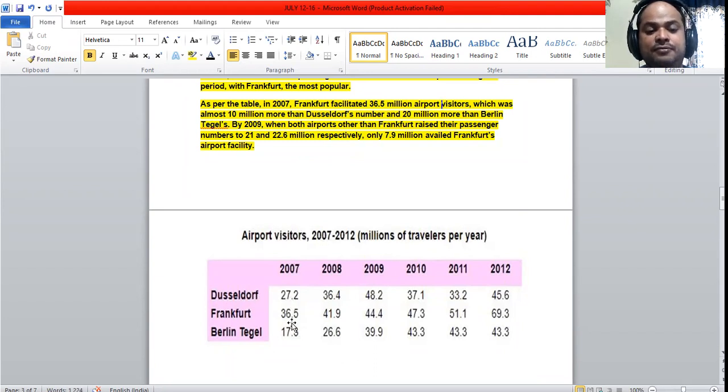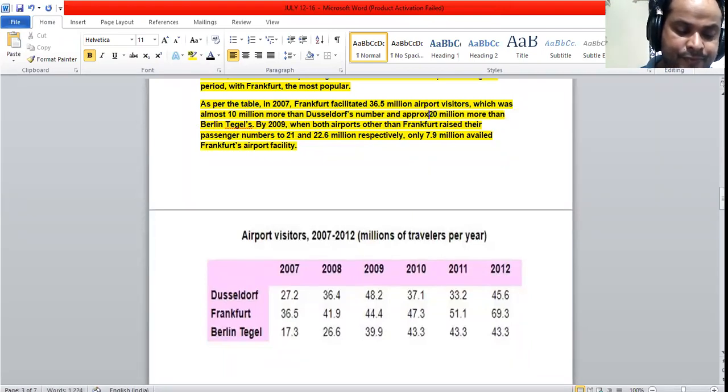Yes, Dusseldorf's numbers. It's almost 10, it's not exactly 10 million. Okay. And 20 million more than Berlin Tegels. Okay, it's about 20, almost 10 million more than this, 20 million more than this. So it's appropriate, okay, so I can use and approximately 20 million more than Berlin Tegels. So the data of 2007 is clear for all three.